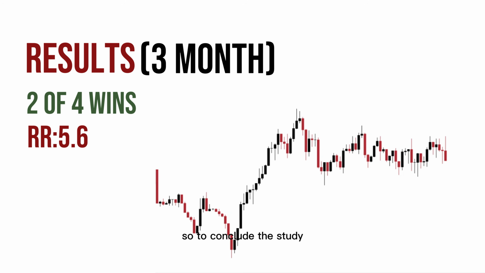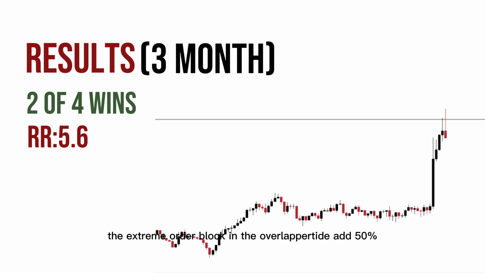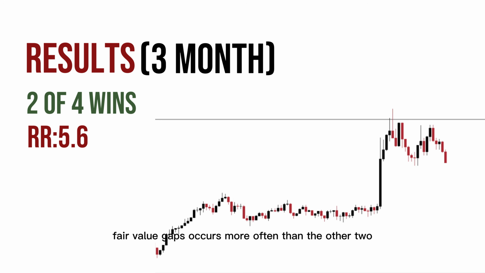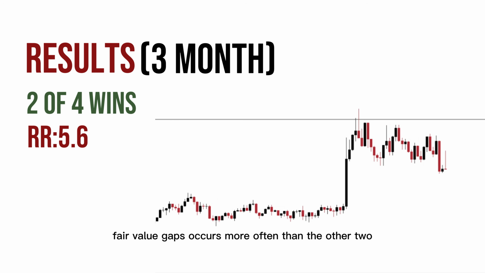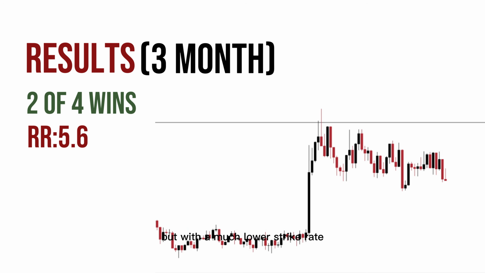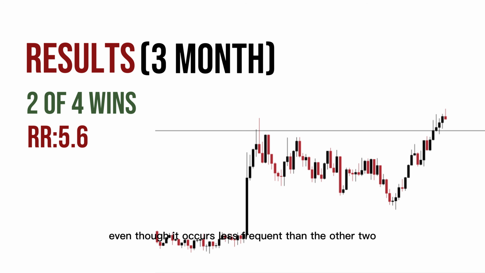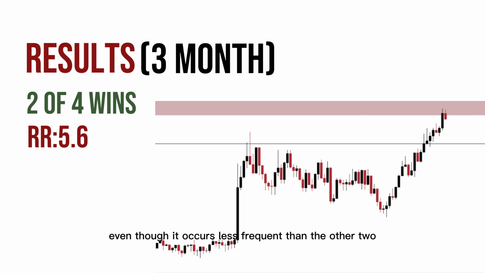So to conclude the study, the extreme order block and the overlap are tied at 50% when it comes to strike rate. Frequency-wise, fair value gaps occur more often than the other two, but with a much lower strike rate. And the risk reward goes to the overlap. Even though it occurs less frequently than the other two, it has the highest risk reward.